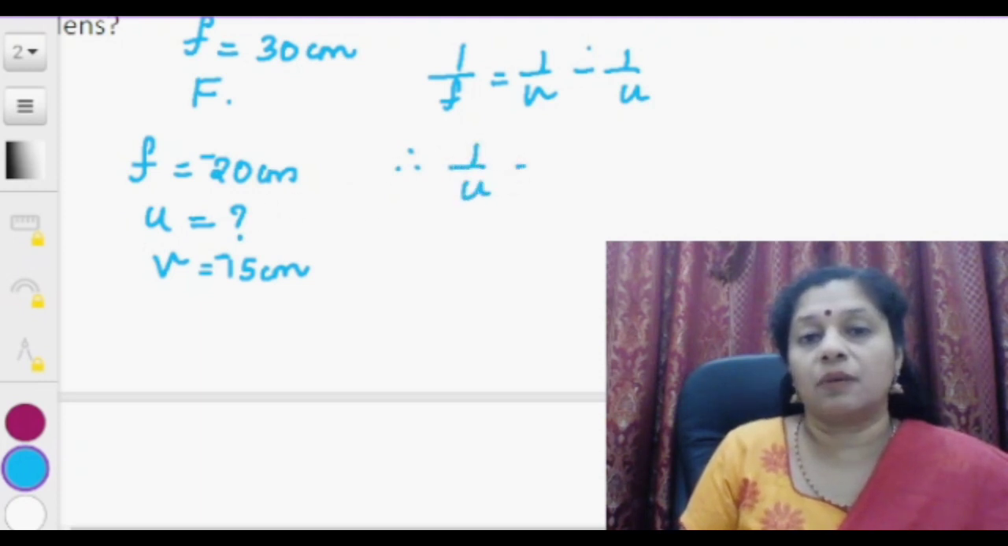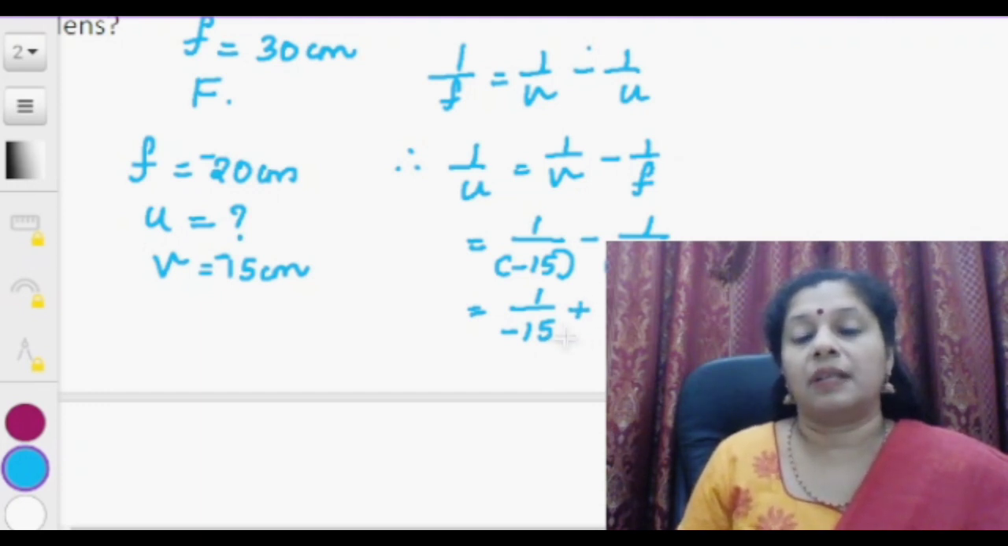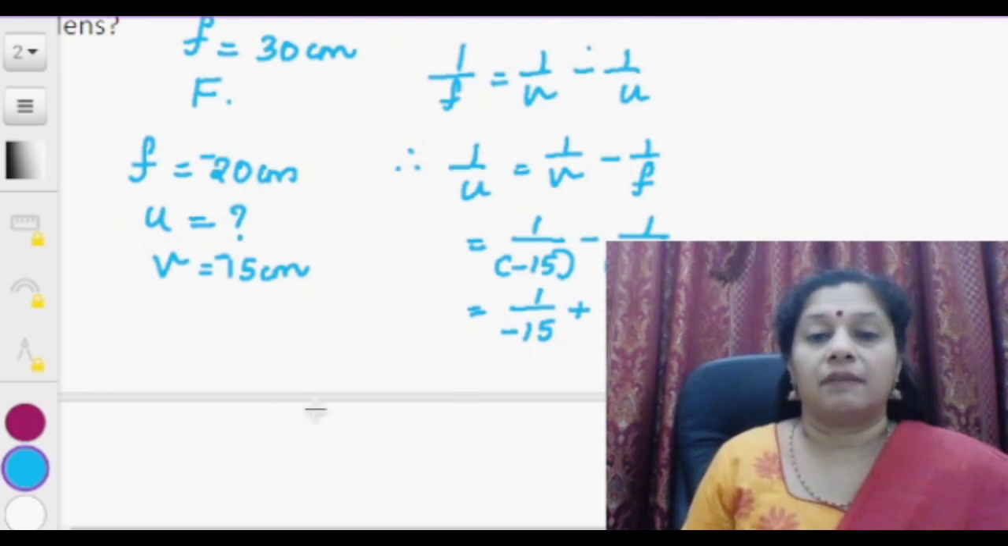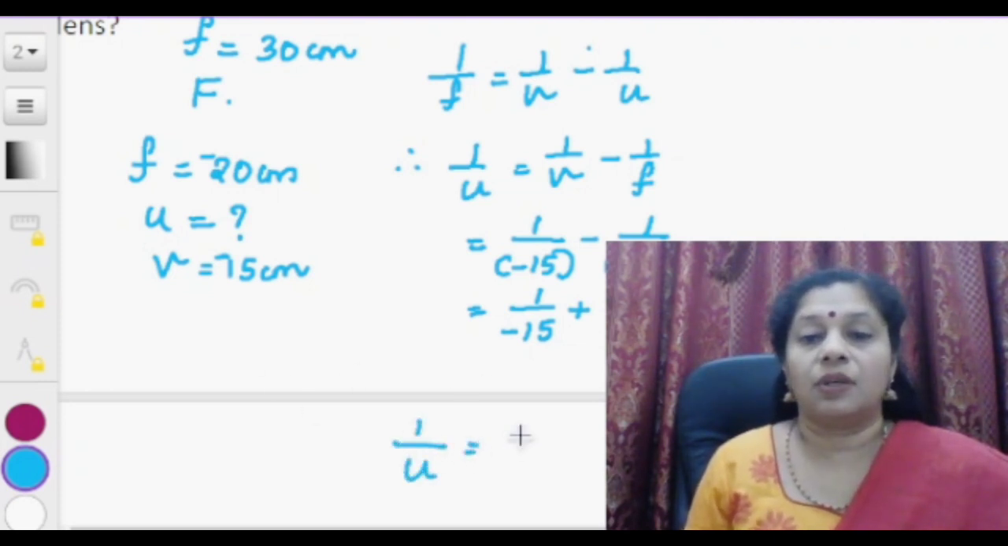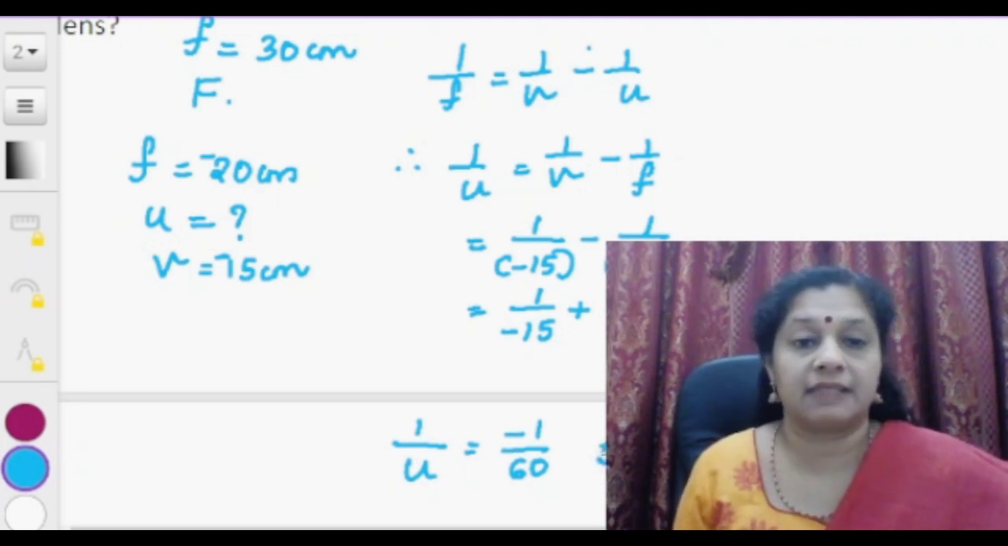So 1 by u is equal to 1 by v minus 1 by f. Here v is 1 by minus 15 minus 1 by minus 20. So 1 by minus 15 plus 1 by 20. If you take the LCM, it is 60, minus 4 plus 3. So 1 by u is equal to minus 1 by 60. Therefore u is equal to minus 60 centimeter. You have to get u negative because u is invariably negative.